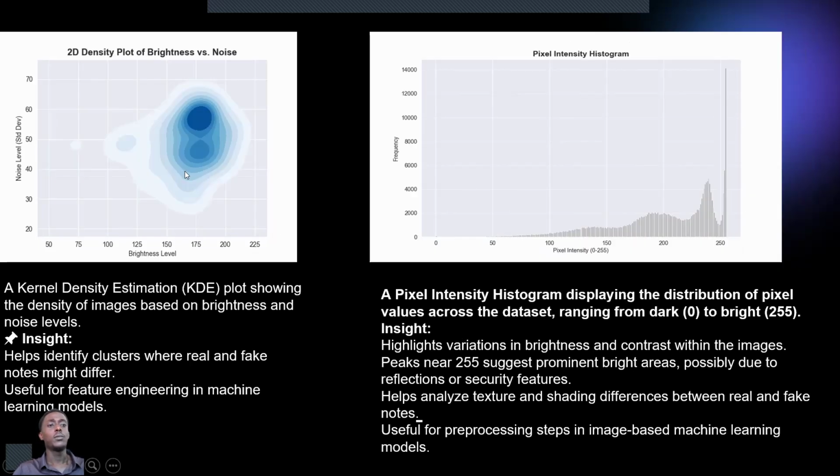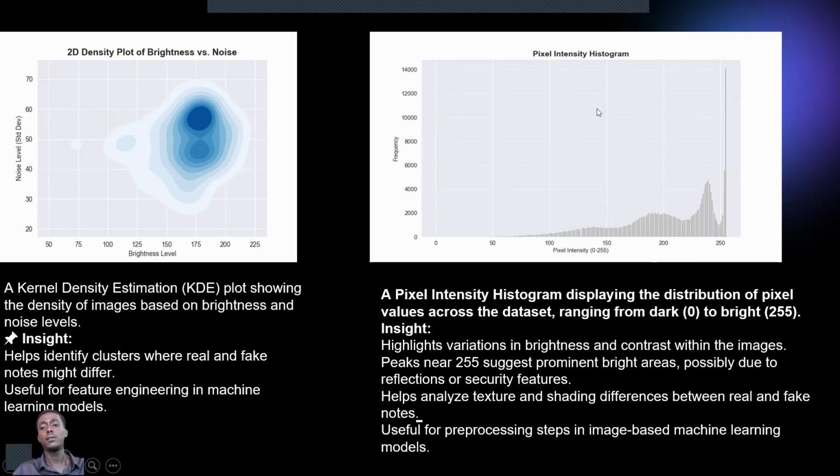Then also had a density plot of brightness against noise, and we used the KDE plot to come up with a density. The blue density you can see simply means that the noise level and brightness are of high density. We needed this just to ascertain how these features relate, and this would help us identify clusters for real and fake notes, or they might differ, also for feature engineering. The models will be using.